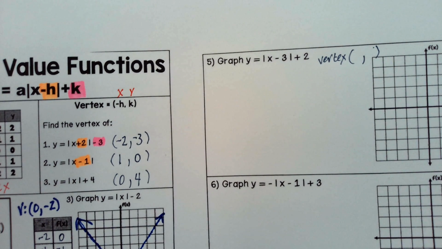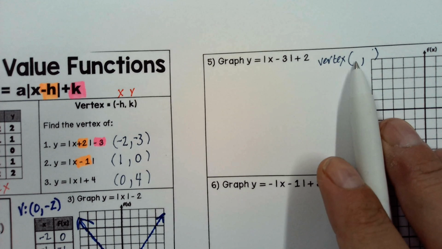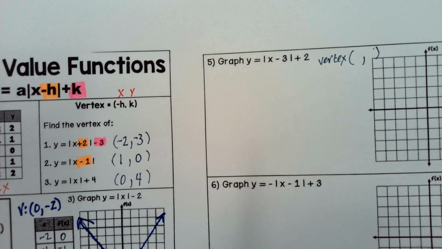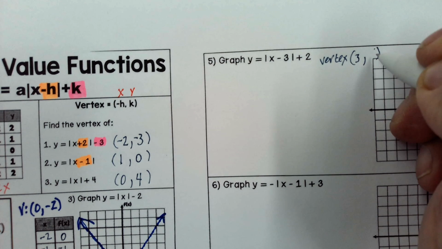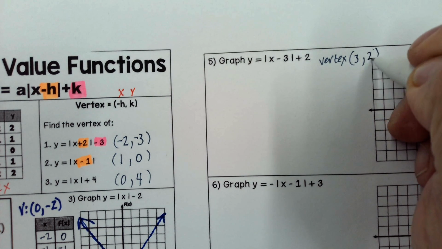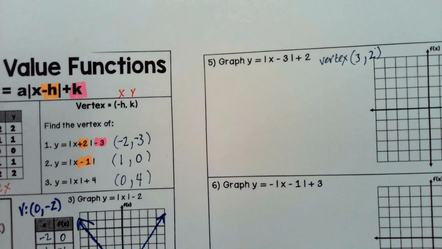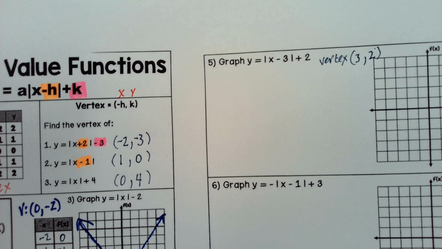Let's take a look here. Where is that vertex point? Look at the H, look at the K. Don't be afraid, you can only be right or wrong. It's a 50-50. What's the x value for the vertex? 3, positive 3. You take the negative 3, you want the opposite. 2. 3, 2. Okay.